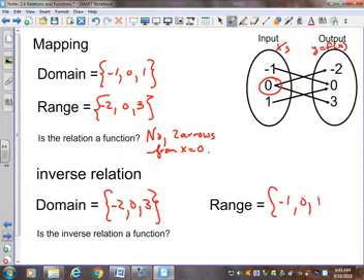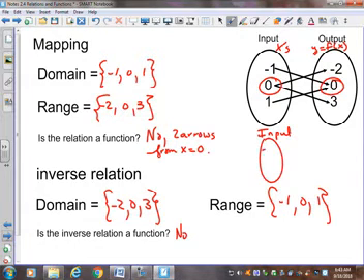Now, I don't have to make the inverse relation to know if the inverse has a function. I can just look at the outputs. Negative 2 only has one answer. 0 again has two answers. So no, it's not a function. But to make my inverse relation, I switch the x's and the y's. Negative 2, 0, 3.